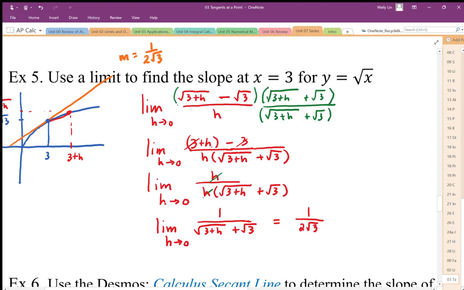So we can actually graph a couple of these, and we can see that these slopes that we calculated are in fact the slopes of those tangent lines.